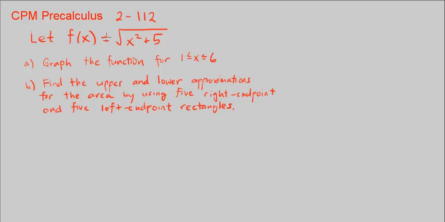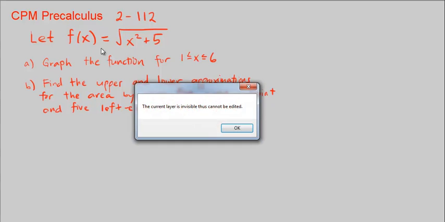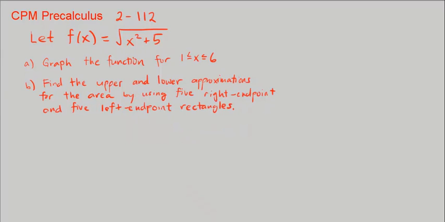This is CPM Precalculus Chapter 2, number 112. Let f of x equal the square root of x squared plus 5. Okay, Part A. Graph the function for 1 is less than or equal to x is less than or equal to 6.